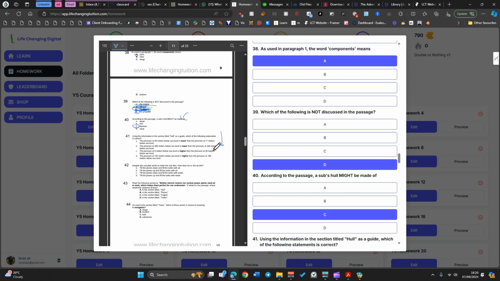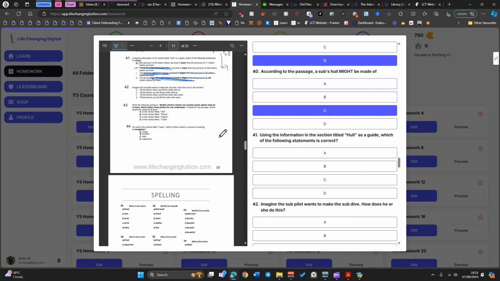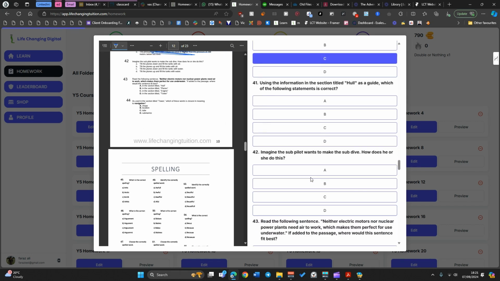The pressure at 398 is lower. That's not true. The pressure at 9 meters below sea level is higher. That's not true. And neither is this one. So basically the only one that's true is the one where 71 is bigger than 58, and the pressure up here is lower than the pressure at the bottom. So A is the correct answer there. For some reason it's not letting me click it, but it will load, I think.